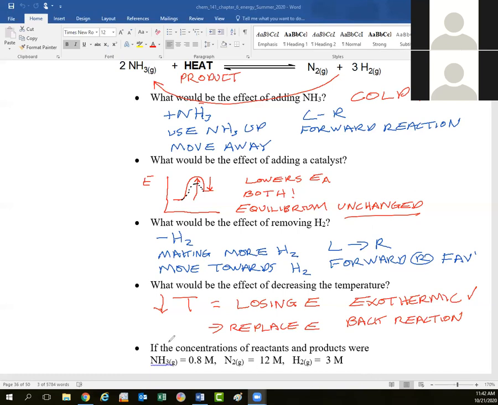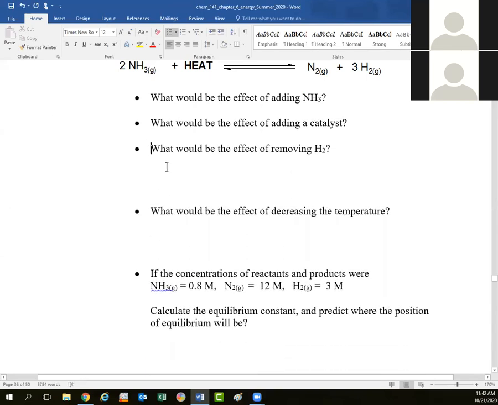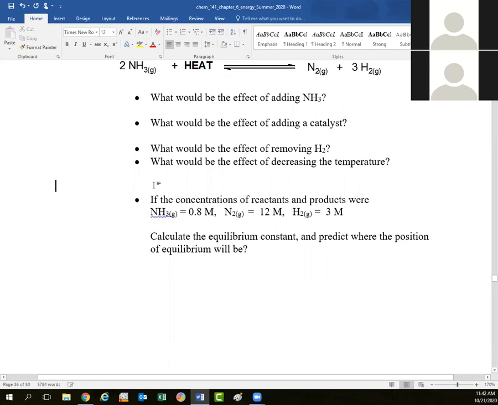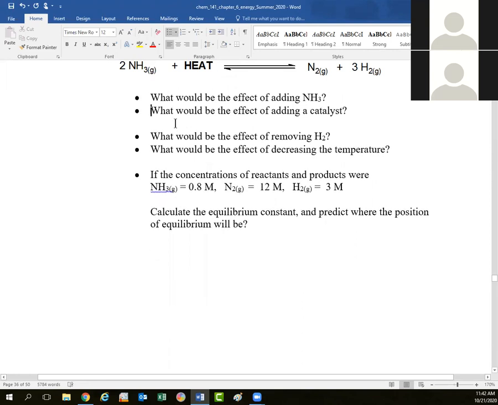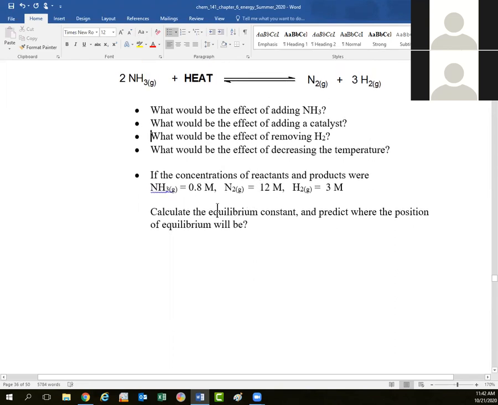One last one, a question on the equilibrium constant itself. I'm going to have to clear up all this text and move on. Let me create some space here so I can keep the equation on the page. So it says if equilibrium concentrations of our chemicals were 0.8 for the ammonia, 12 for the nitrogen, and 3 for the hydrogen, calculate the equilibrium constant and predict where the position of equilibrium would be.